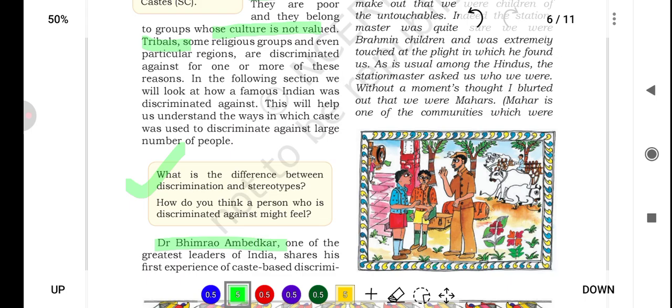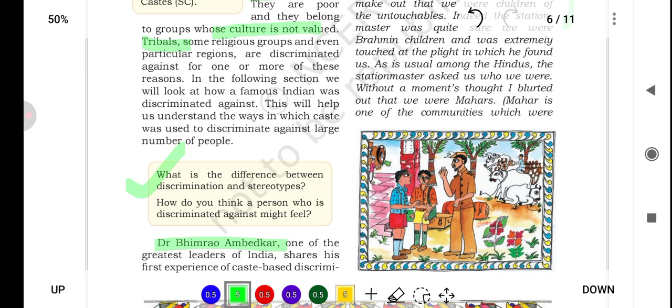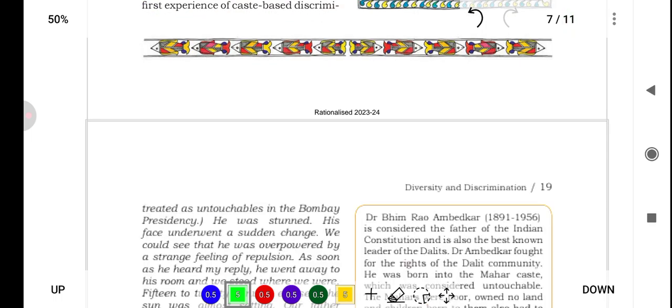Dr. Bhimrao Ambedkar, one of the greatest leaders of India, shares his first experience of caste-based discrimination, which took place in 1901 when he was just 9 years old. He had gone with his brothers and cousins to meet his father in Koregaon, which is now in Maharashtra. If you want, you can read this story. I'll summarize this whole story for you. Okay, a picture has been given. This is Bhimrao Ambedkar and his brother, and what happened. If you want, you can pause and read the page.